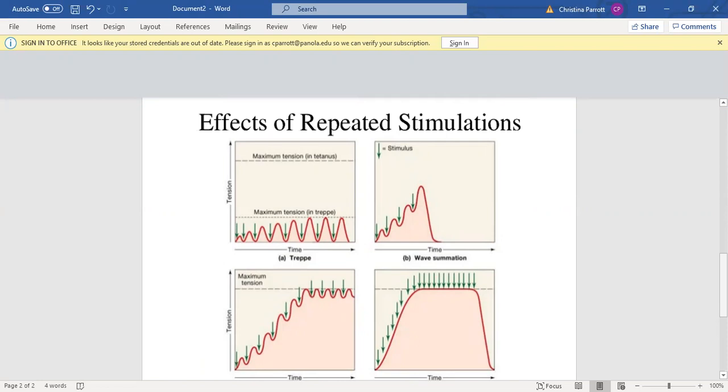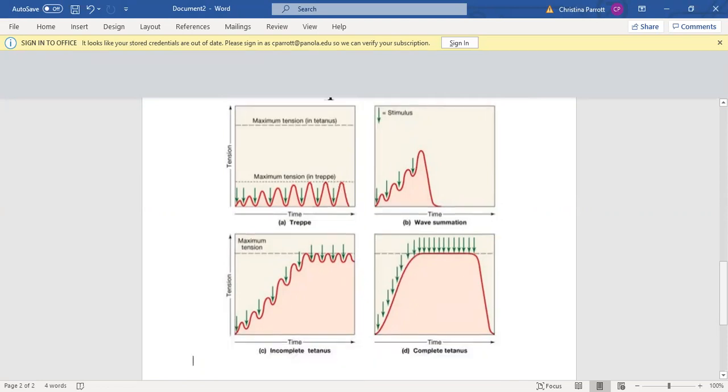So if you'll see in all of these, you have multiple stimuli. You have a stimulus, then you'll have an increase in tension, then you'll have relaxation, then you'll have another stimulus, and then another stimulus, and another stimulus. So what are the 4 things that can occur when you have repeated stimulus?